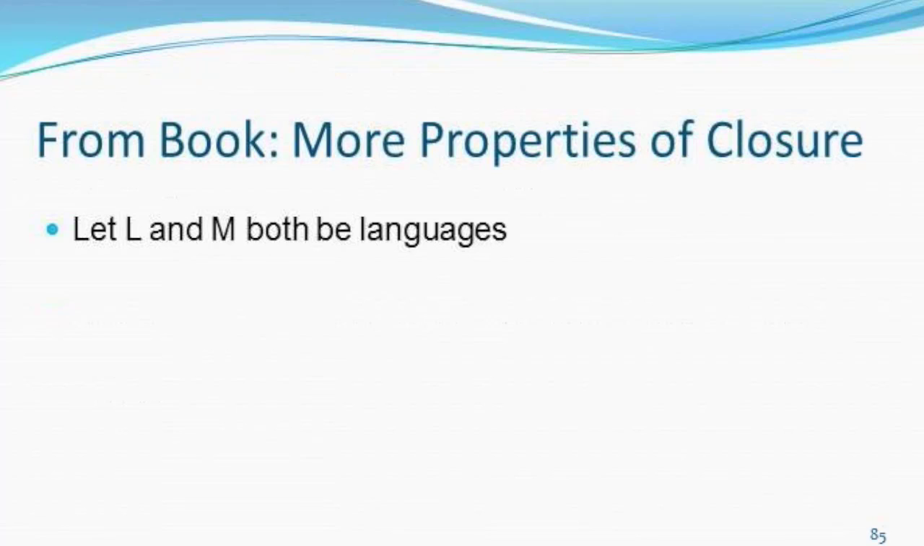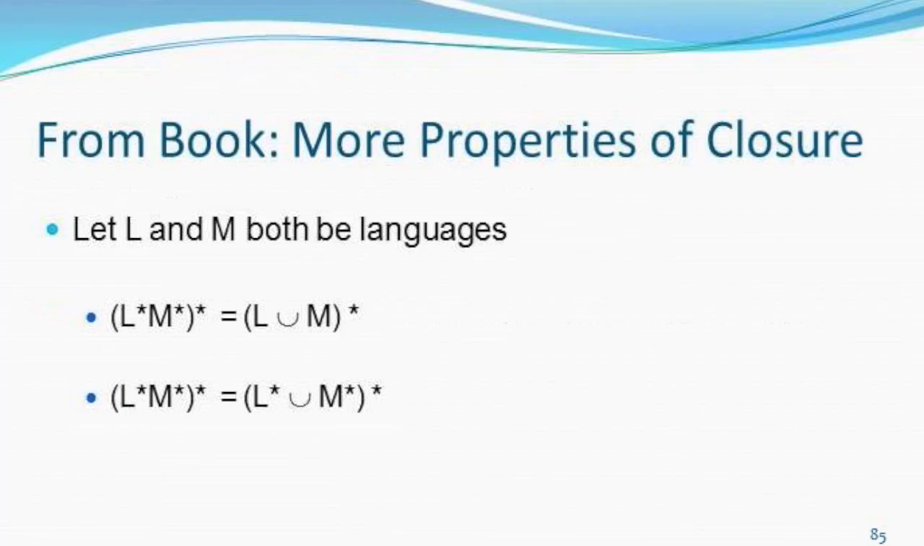Okay. Here are some more properties of closure. If L and M are both languages, then if we take L star union M star and star the whole quantity, that's the same as L union M star. Again, try to convince yourself of this. A way to do that is to let L equal the set containing just A, and let M equal the set containing just B, and push it out and see that at least for that particular case of L and M, this is true. And that might give you a feel for why it's true for any L and M.